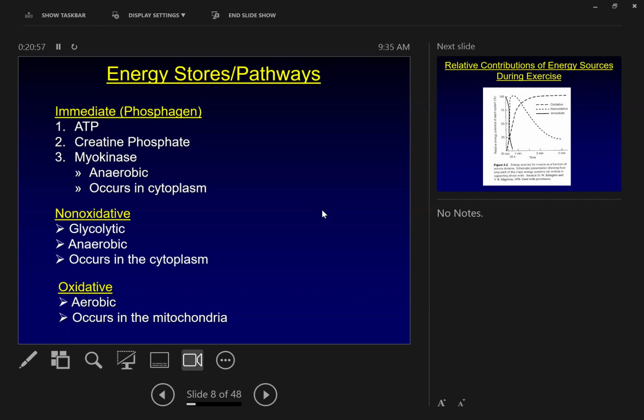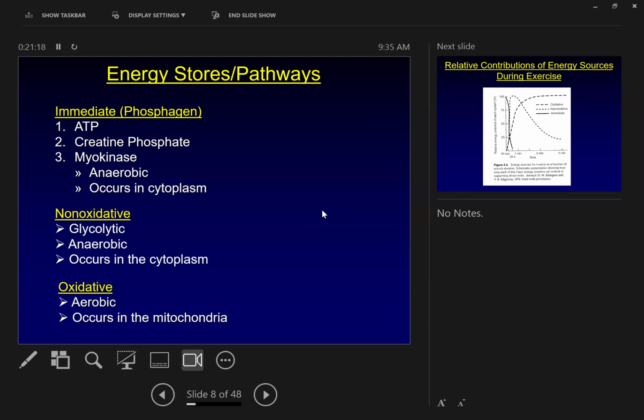Glycolysis also occurs in the cytoplasm. But it's slower because it has, I don't know, 12 or 13 steps. We've got to make some energy while we break some things down. We get more energy than we do from our immediate pathways. But it occurs in the cytoplasm. That's also really important.